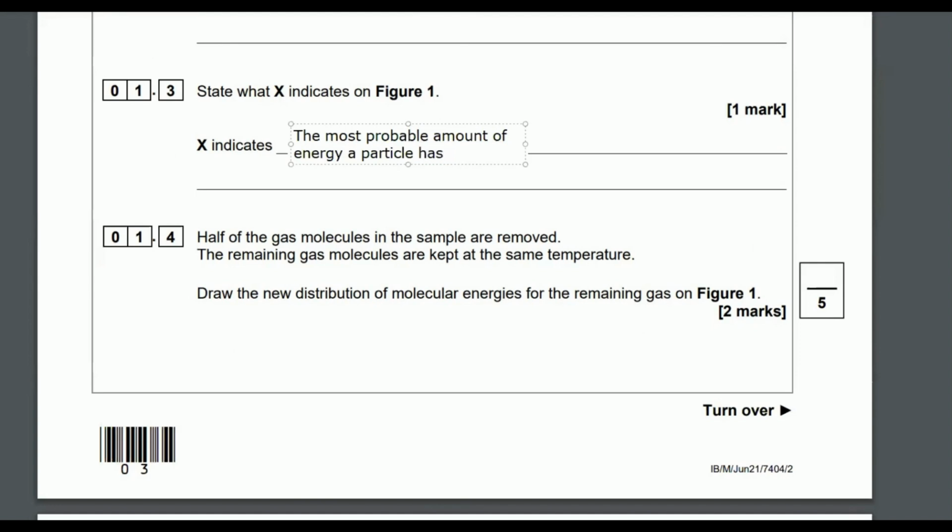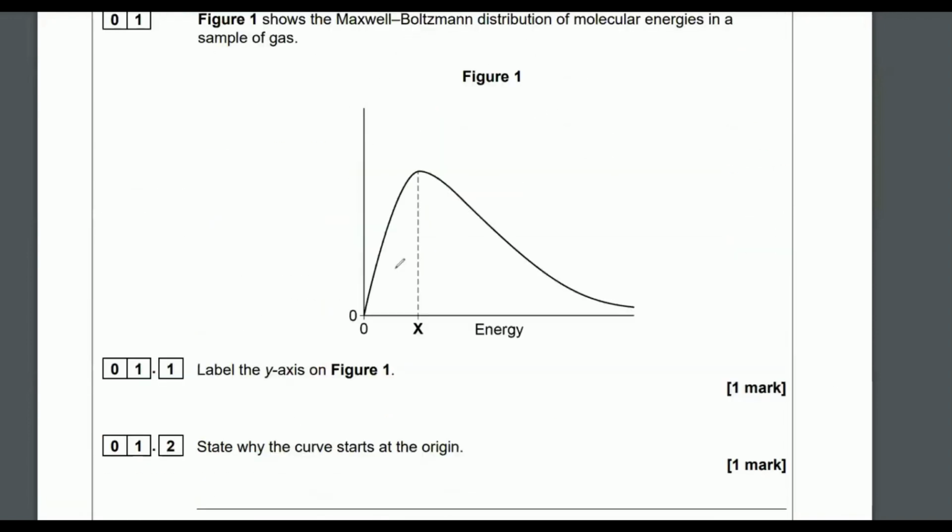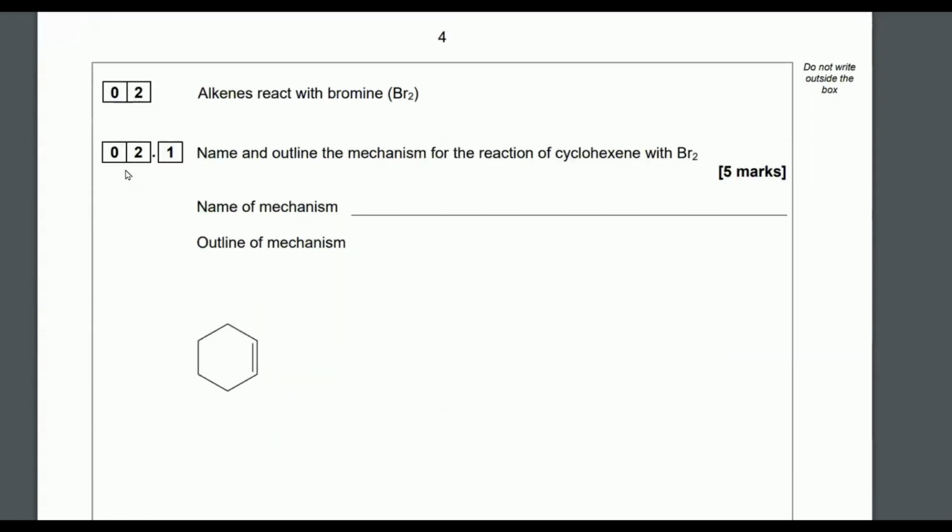And then for 1.4, the final part of the question, half of the gas molecules in the sample are removed. The remaining gas molecules are kept at the same temperature. Draw the new distribution of molecular energies for the remaining gas on figure 1. So if we removed half the particles, what would happen? We need to draw an exact identical curve, but half the size. Okay, that's not quite half the size, but they're going to give you the marks for that. And you do not want your lines to touch or cross at any point other than at the origin at 0, 0. They shouldn't ever meet again. And that will get you the mark.